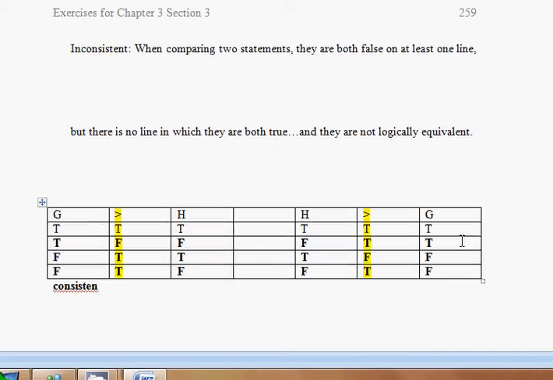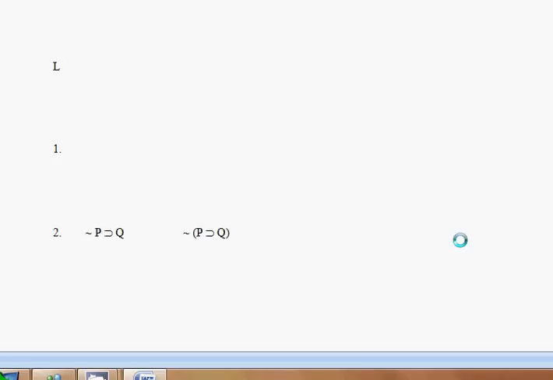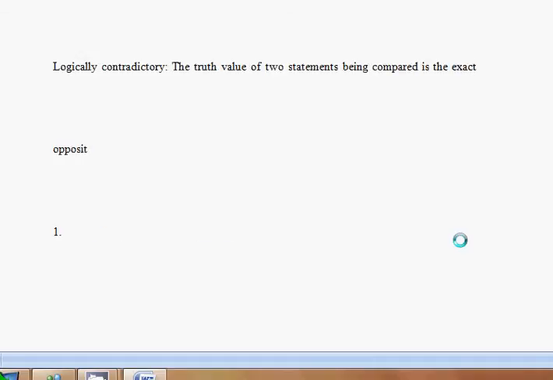The only other one we need to learn, and I'm not going to show it to you right now, is logically contradictory. You should be able to kind of follow this. And logically contradictory means that the truth value of two statements being compared is the exact opposite on every single line. Okay? And that's all there is to it.